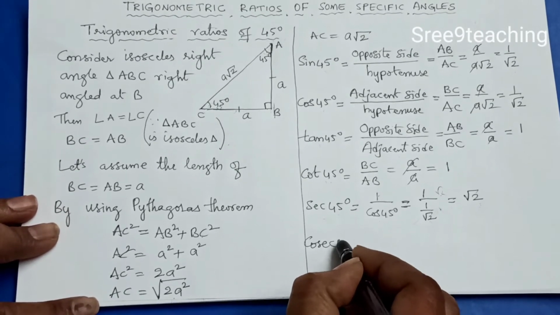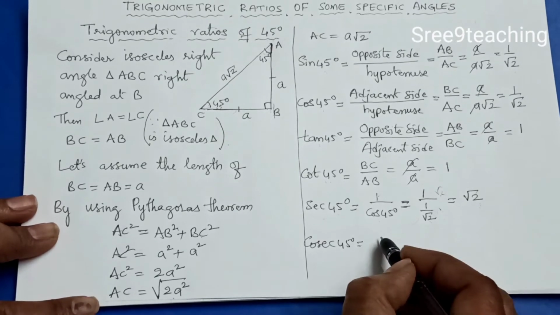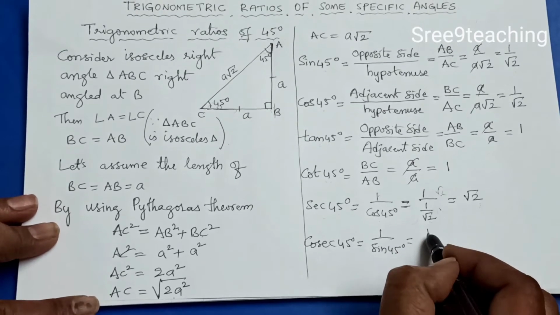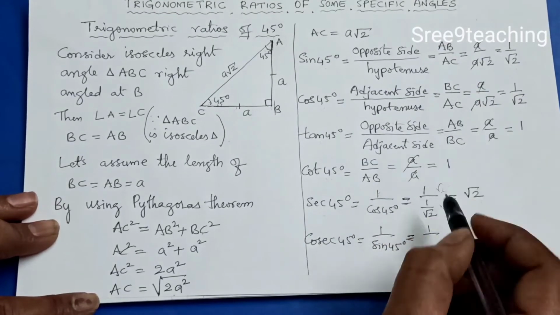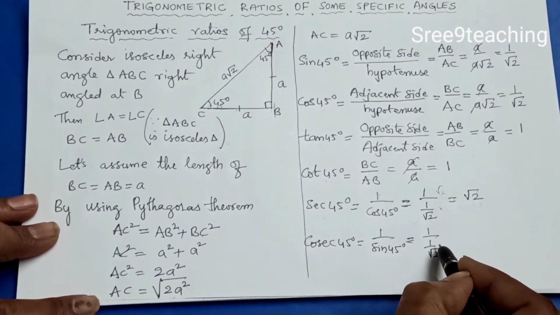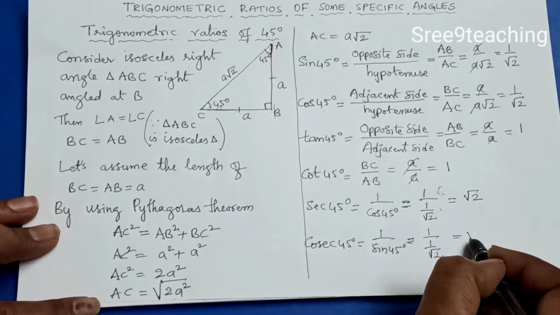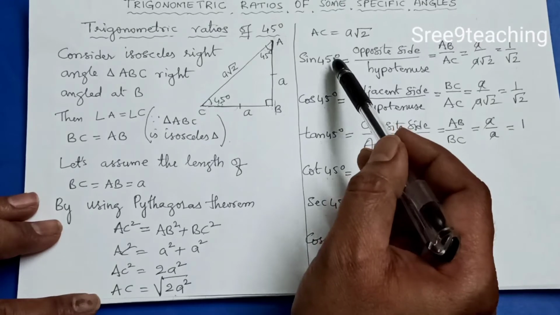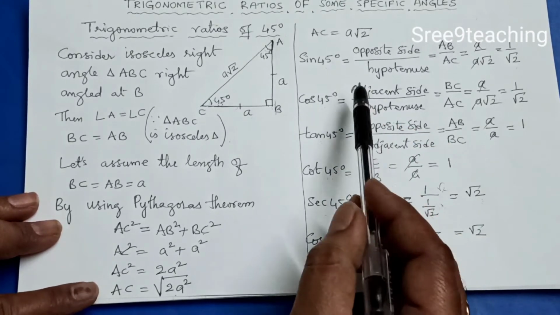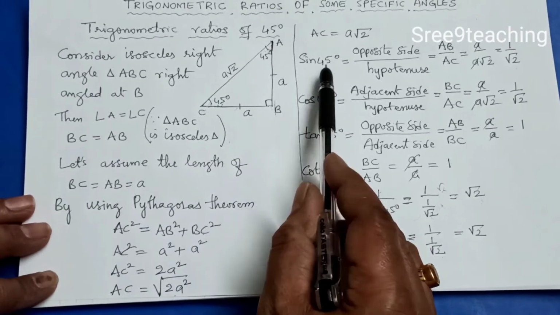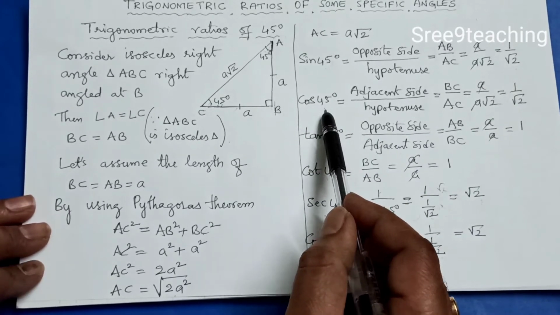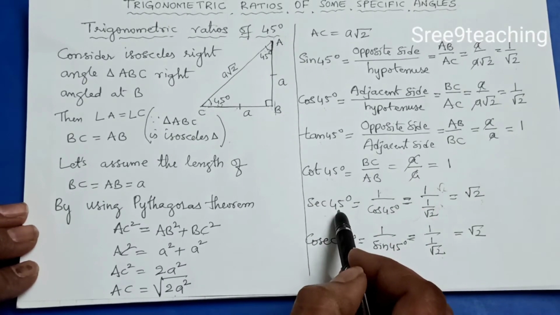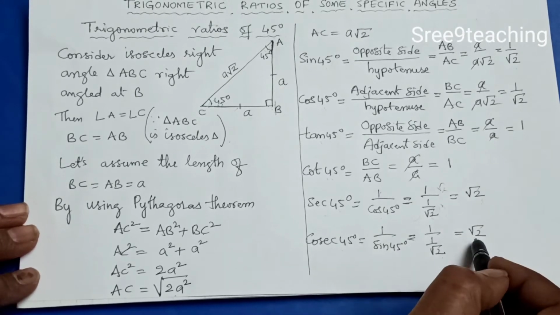Likewise, we will find cosec 45 degrees. Cosec 45 degrees is 1 by sin 45 degrees. So what is 1 by sin 45 degrees? Sin 45 degrees is 1 by root 2, and as the denominator has a fraction, it will become root 2. Likewise, here we can find the trigonometric value of any angle. So in this lesson, we have determined sin 45 degrees is equal to 1 by root 2, cos 45 degrees is equal to 1 by root 2, tan 45 degrees is 1, cot 45 degrees is 1, sec 45 degrees is root 2, cosec 45 degrees is also root 2.